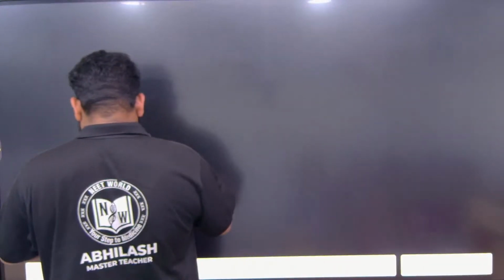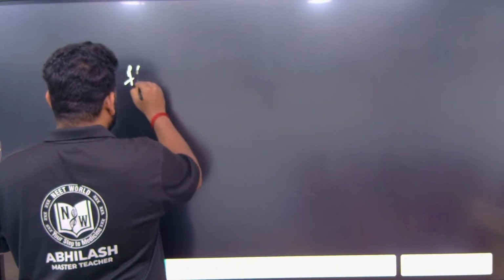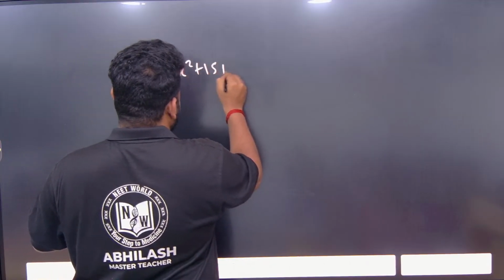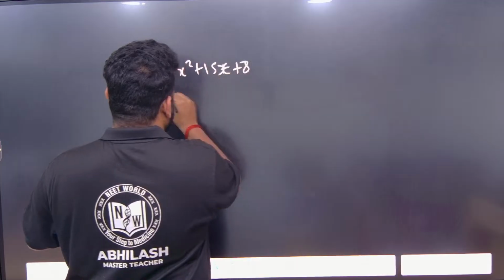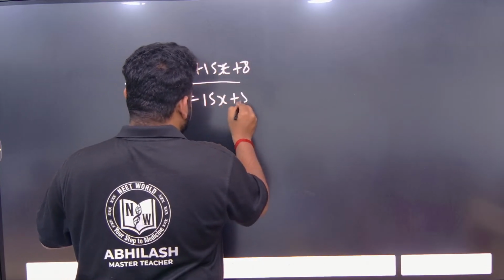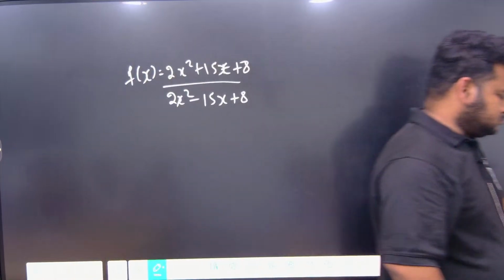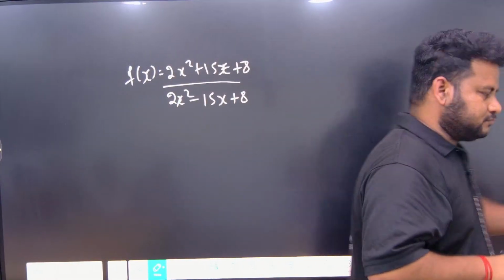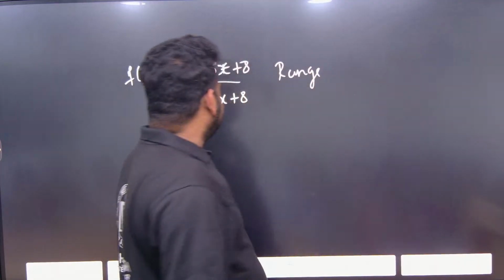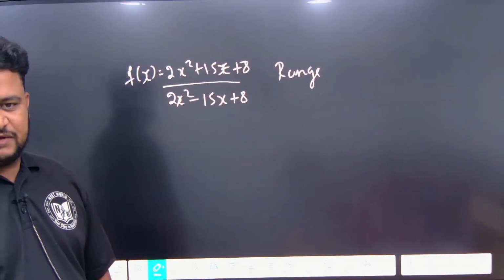Next, let us take up an example. If I take f of x is equal to 2x square plus 15x plus 8 divided by 2x square minus 15x plus 8. If it is given like this, they will ask the range. They can ask the range, or they can ask maxima and minima. Whenever you find the x value, that is the domain. Whenever you find the y value, that is what?